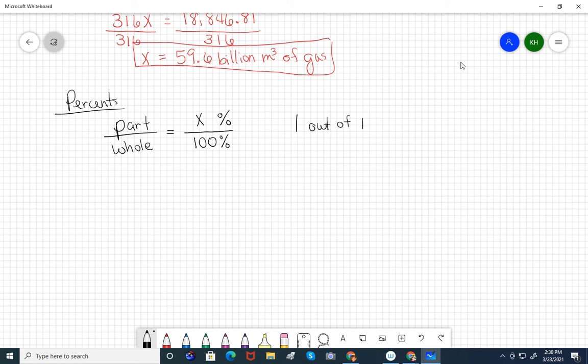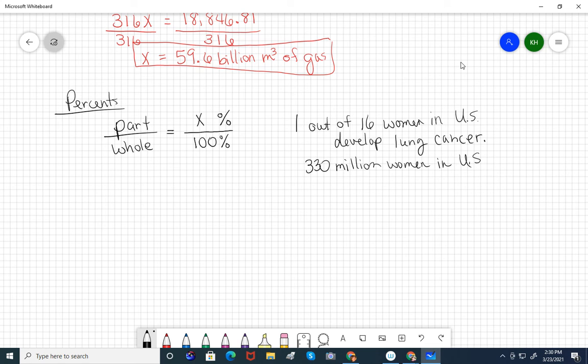1 out of 16 women in the U.S. develop lung cancer. That's all women. I believe that is the correct statistic. If we know that we currently have 330 million women in the U.S., we can answer a couple of questions.